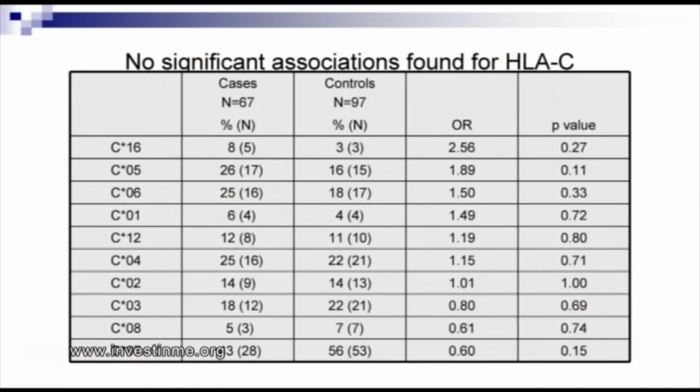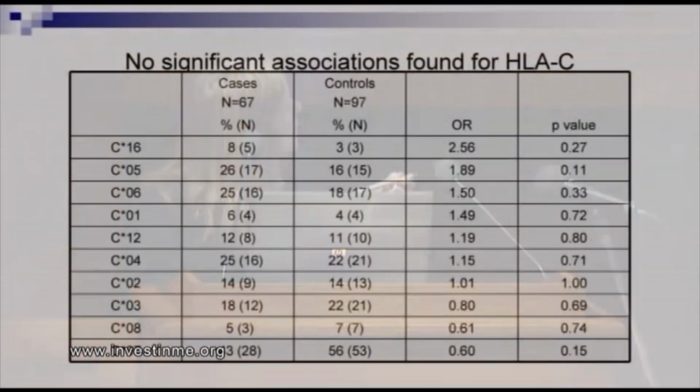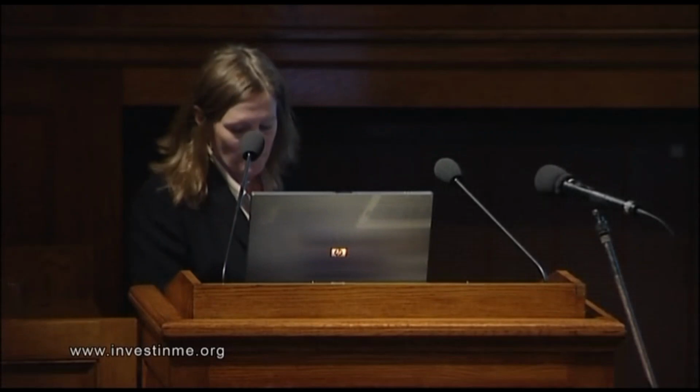There was also no significant association for HLA-C, and again, this particular odds ratio of 2.56 with bigger numbers could hold true to indeed be a susceptibility allotype, because the odds ratio is higher that you'll get the disease if the number of cases is higher than the number of controls, whereas down here you might have a protective effect of that allele.